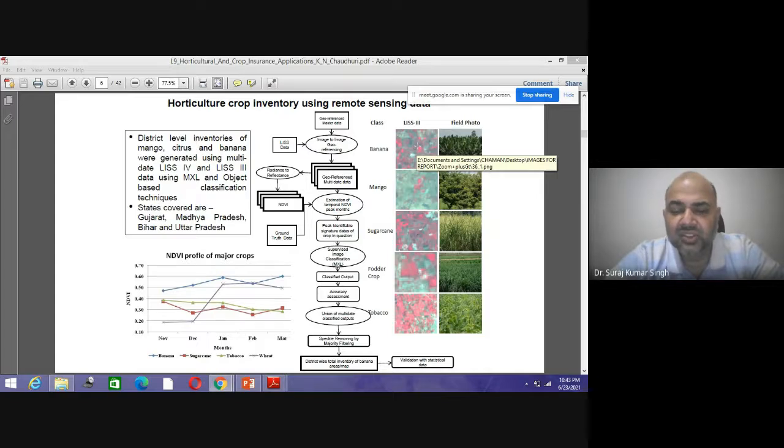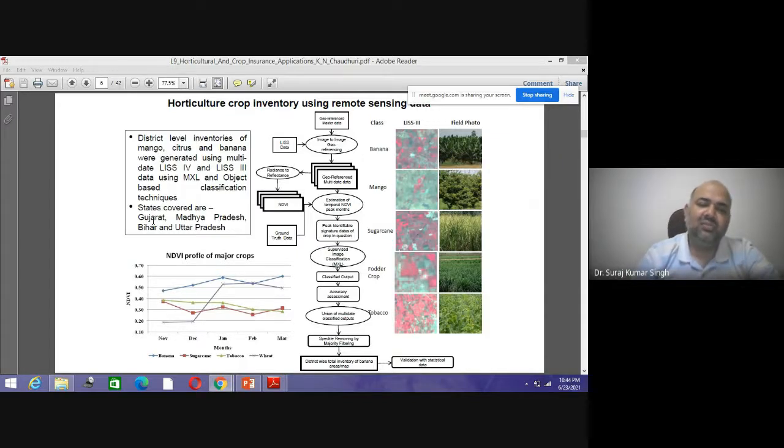If you are interested in banana, we'll be taking out the total area of banana. If you're interested in tobacco, we'll be taking out tobacco. If you're interested in sugarcane, we'll be taking out the total area of sugarcane. So district-level inventories of mango, citrus, and bananas can be obtained using object-based classification. And you can see the case studies were taken from a few states: Gujarat, Madhya Pradesh, Bihar, and Uttar Pradesh.